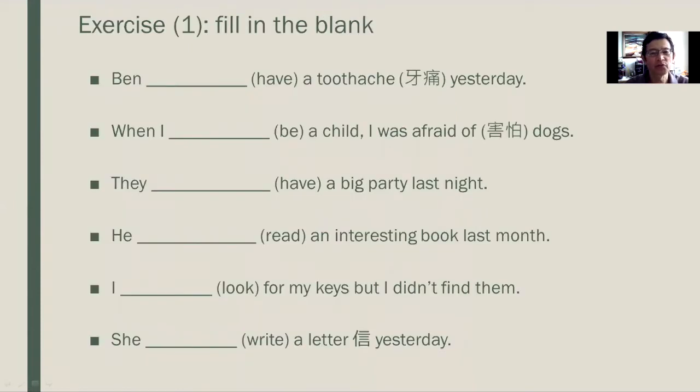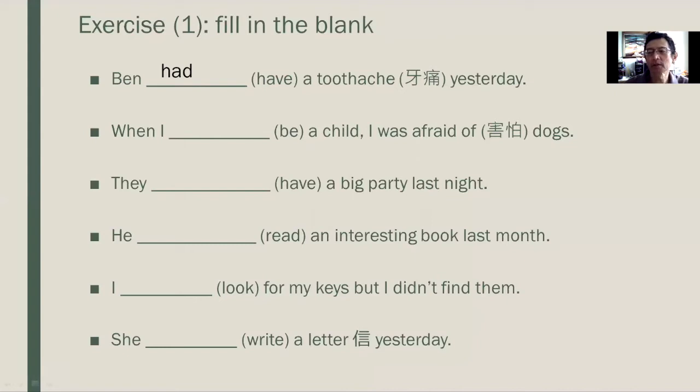Here's an exercise for you on simple past tense. In each sentence, can you come up with the simple past tense, the correct verb? What is the first one? Ben, you would use the verb have, but you need the past tense of that. So Ben had a toothache yesterday.